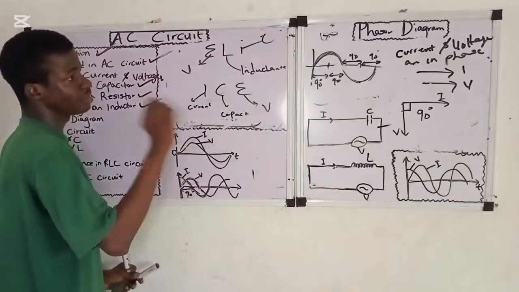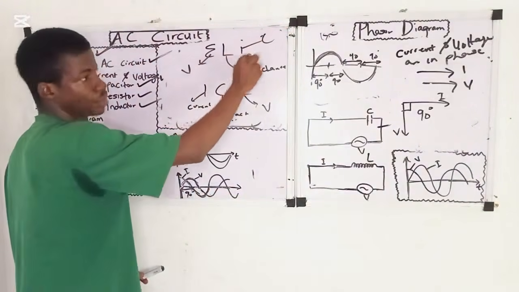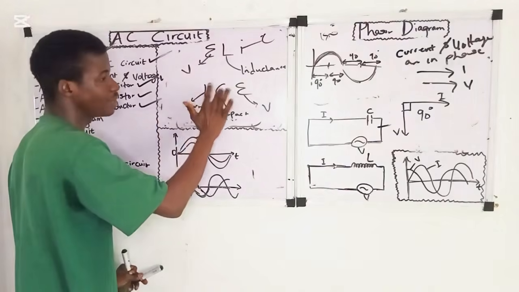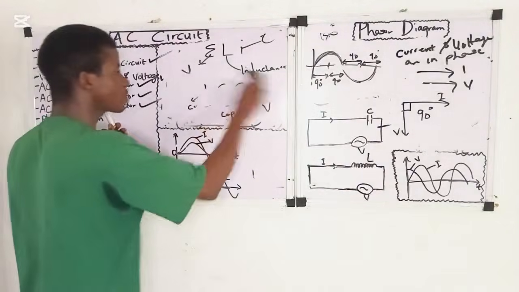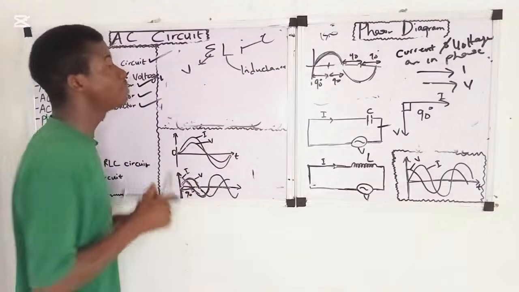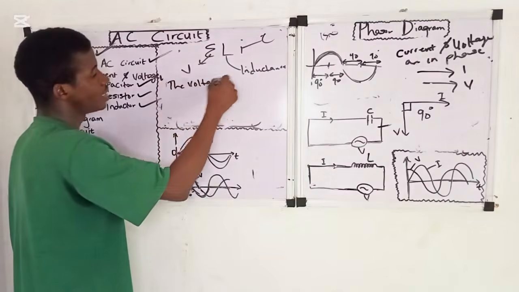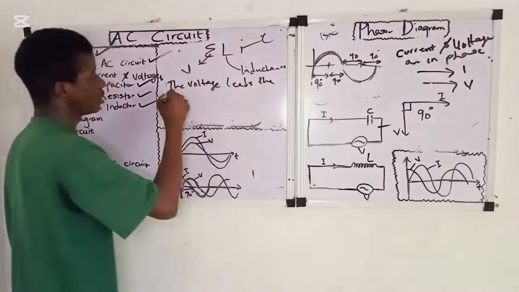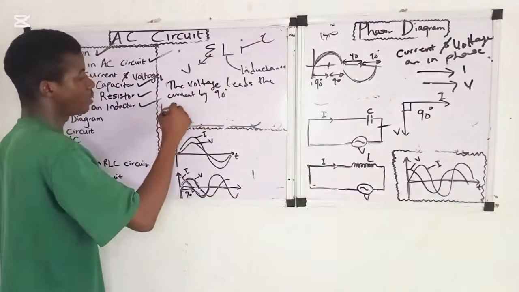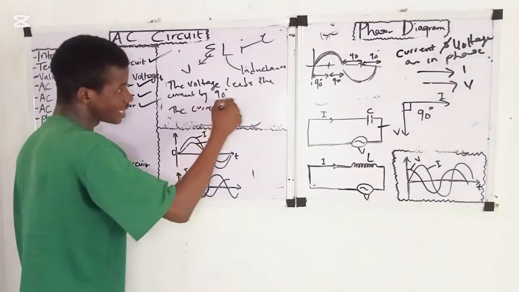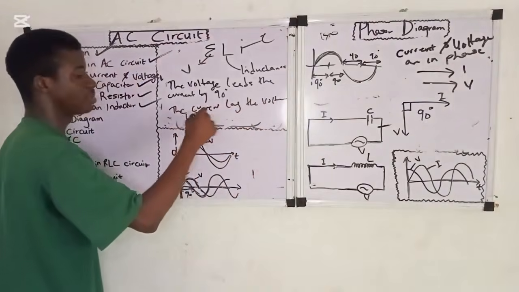So in a purely inductive circuit, the voltage leads the current, while in a purely capacitive circuit, the current leads the voltage. That is very important. So in a purely inductive circuit, the voltage leads the current by 90 degrees, or you can say the current lags behind the voltage by 90 degrees.